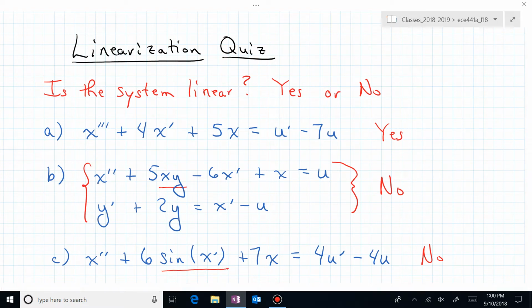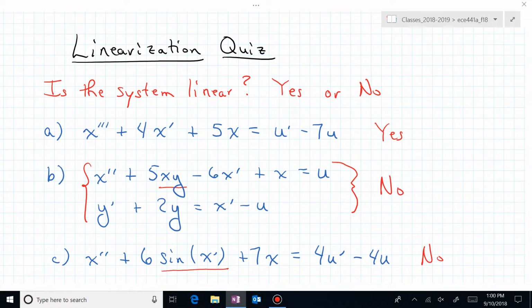on one of our variables that is in the equation. Here we have sine of x prime. We could have had 6x prime plus 7 sine of x. That also would have been a nonlinear system. Or maybe instead of having the sine, maybe it was the square root of x prime. That also is a nonlinear operation on one of the variables, and that would have made that particular system nonlinear.